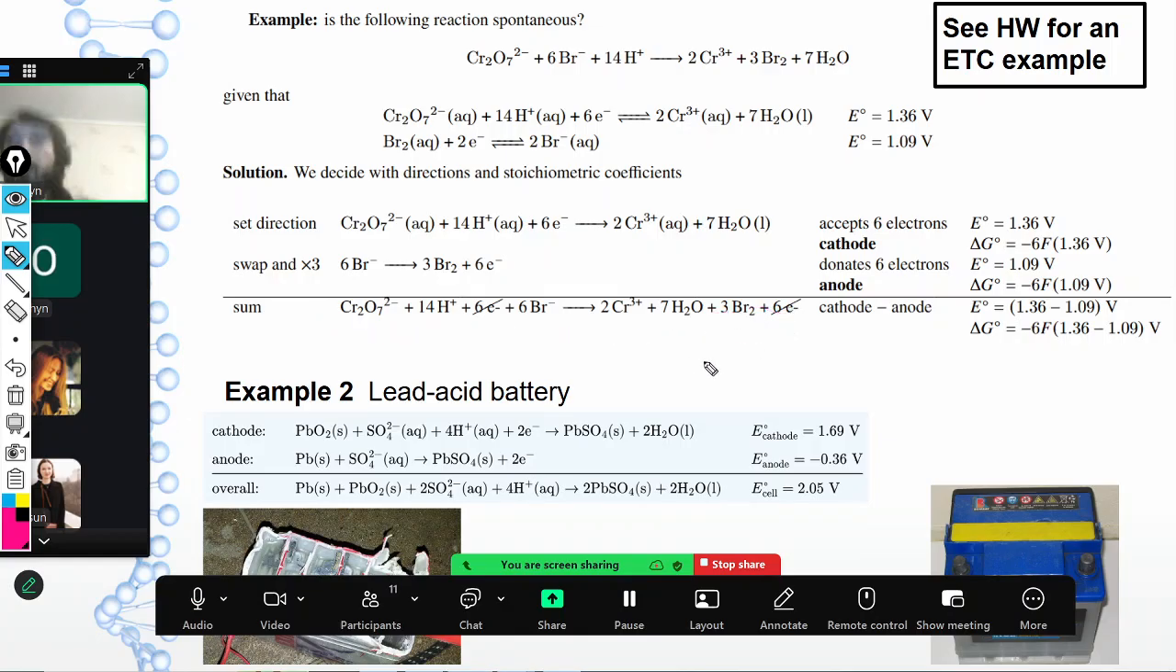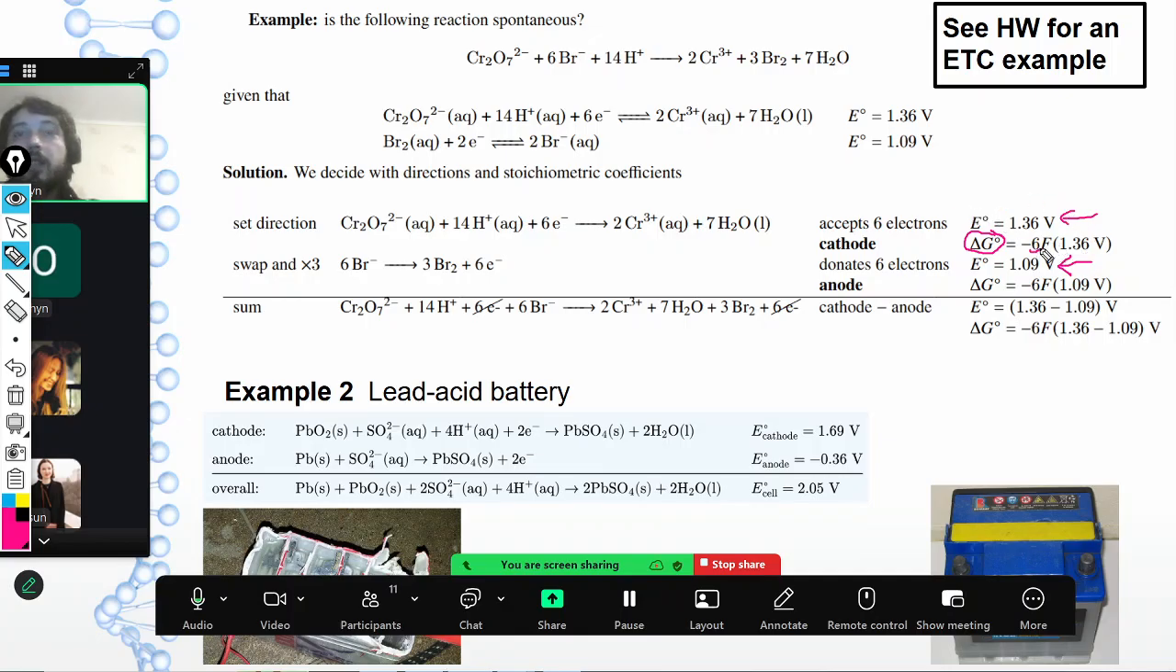But now I need to calculate how that works. Here you see E naught here and here are basically the same. They did not change. But now I calculate on the cathode the delta G naught. That's minus 6F times E naught. So 136 as its E naught.